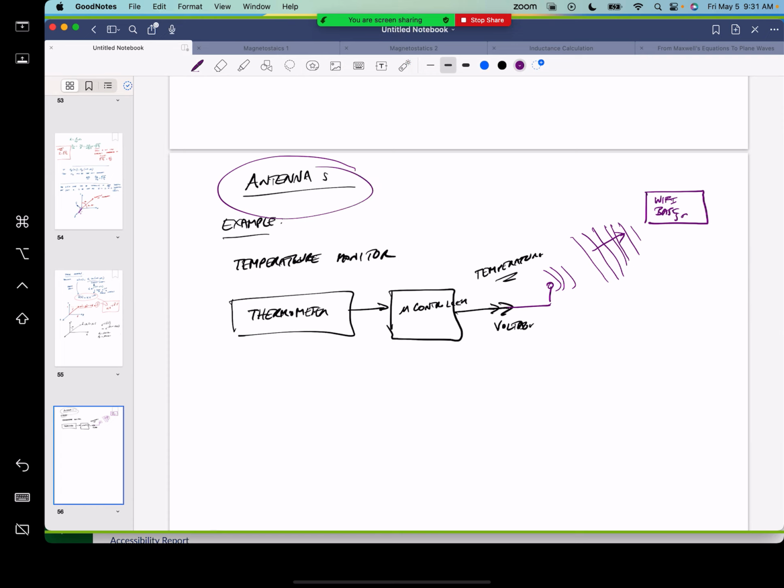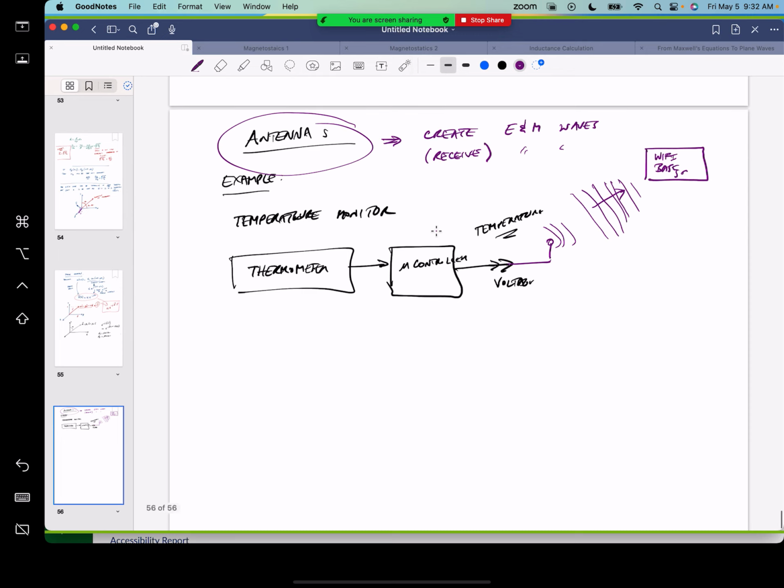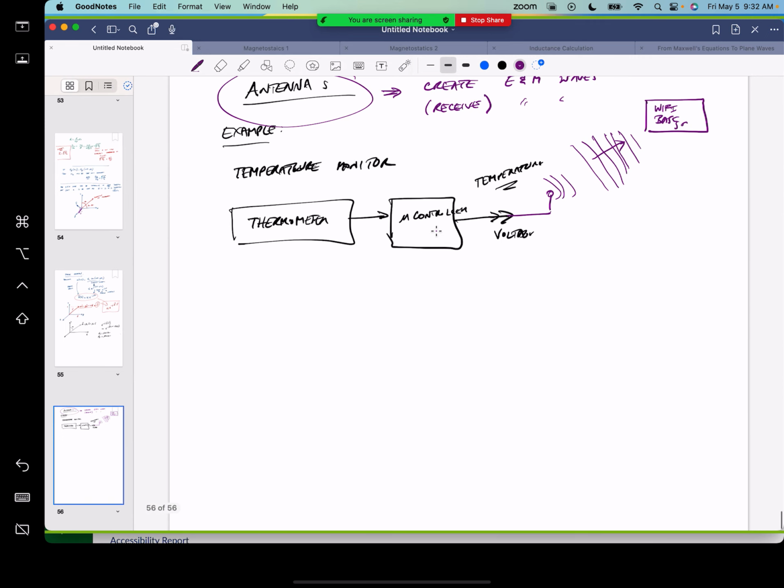What antennas do essentially is they create EM waves, or they receive EM waves, receiver antenna, depending on how you look at it. So the first question we have to ask before we get into antennas is, what mechanism is responsible for creating the waves?